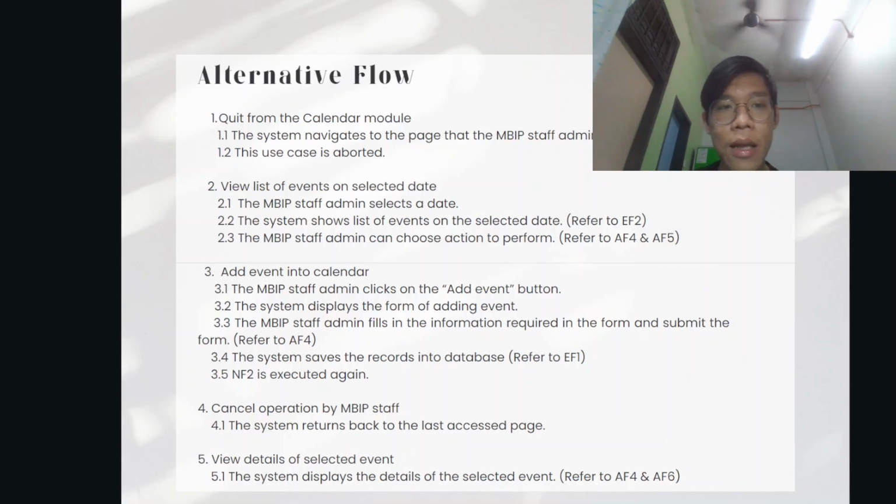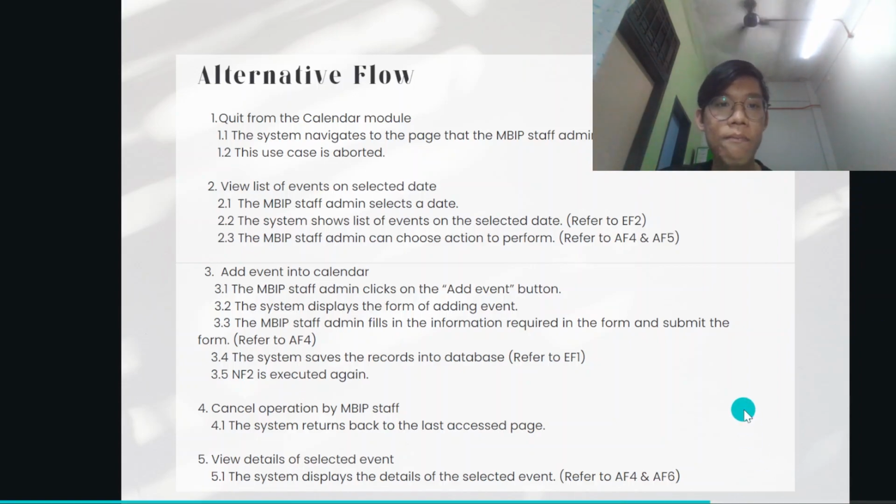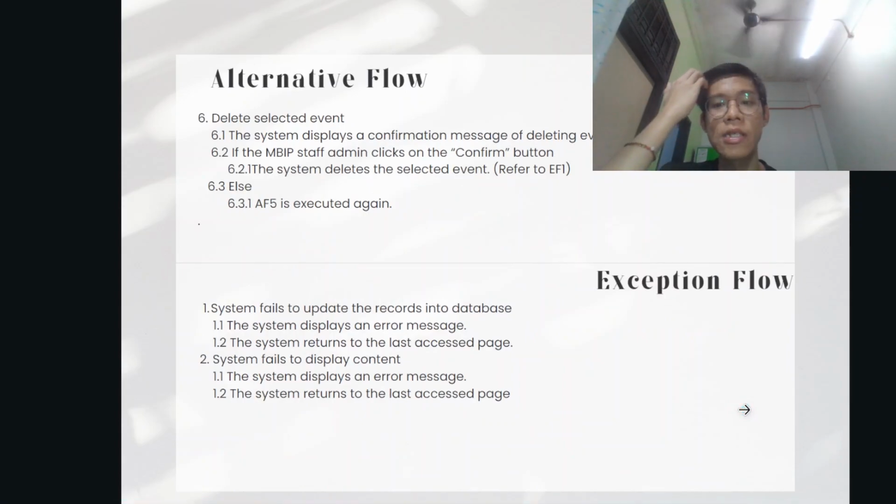Once the staff admin wishes to cancel any operation, they can just press the button and the system will directly return to the last accessed page. They are also able to view the details of the selected event, where the system will display a more comprehensive view of the events that are going to happen on that specific date. Last but not least, if the system admin wishes to delete the selected event, they will click on the confirmation button if they really wish to delete that specific event.